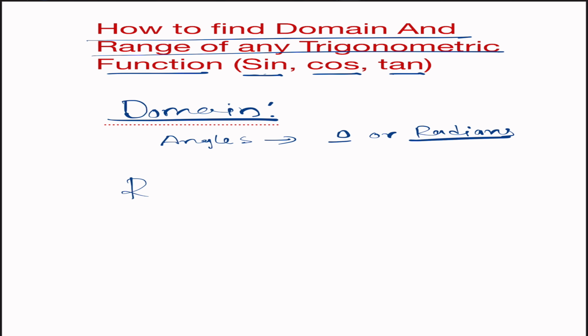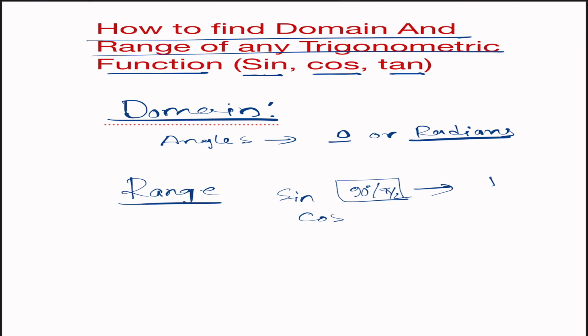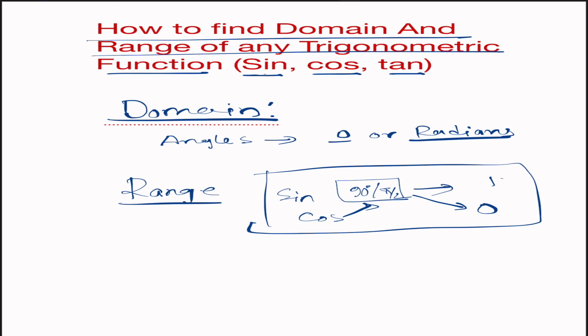However, when you plug the domain values, degrees or radians, into any trig function, for an angle like 90 degrees or pi by 2, you get real values. Let's say sine 90 degrees is just 1, cosine 90 degrees is 0. So you get real numbers, which means the range is going to be real numbers, either all the real numbers or, in some cases, some of the real numbers.